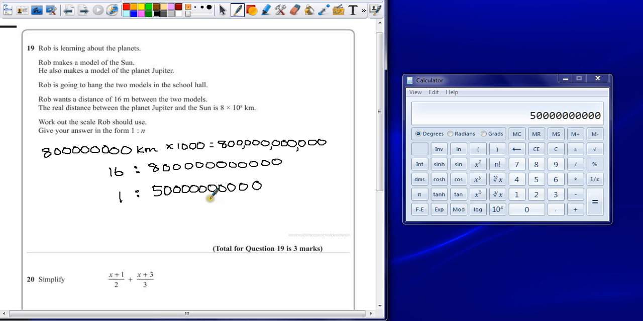Not a lot of space to write that down, so I'm going to give my answer in standard form, which is 5 times 10 to the power of 10. If your calculator can't handle these numbers, it will probably leave them all in standard form anyway. Just make sure that you have multiplied this value by 1,000 first, and then divided it by 16. So our final answer is 1 to 5 times 10 to the 10.